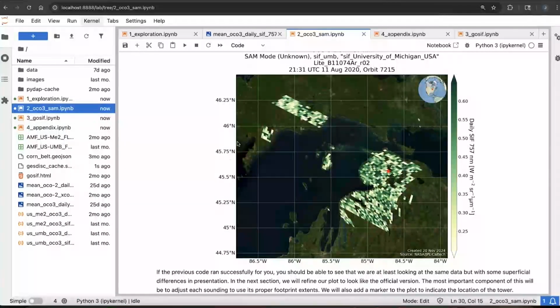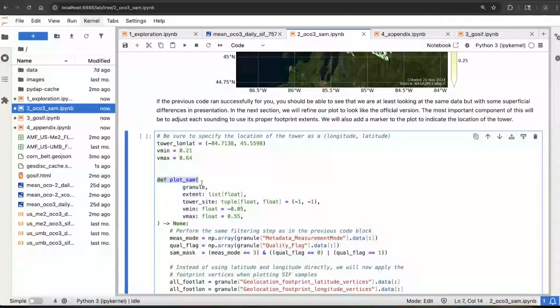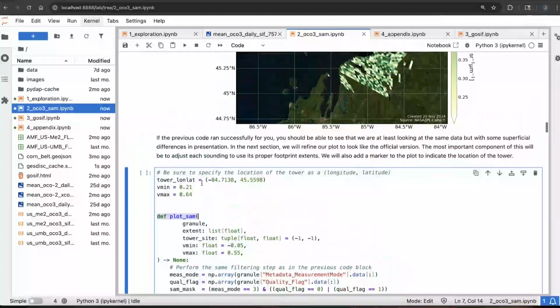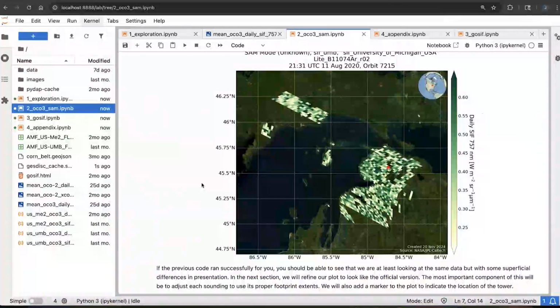This is especially important in regions with a lot of spatial heterogeneity, such as where the transition between urban and forested areas is particularly sharp. One other piece of information we'll incorporate in our improved plot will be the tower site coordinate. I've written a function called plot_sam that is included in this cell. So this next cell contains the function plot_sam. And this will actually incorporate the footprint coordinates to make our plot from up here look more like the official plot down here.